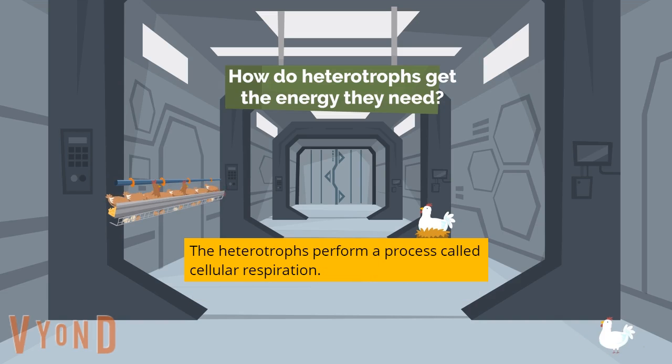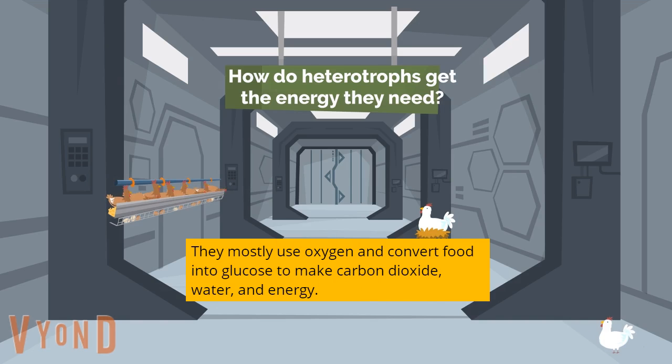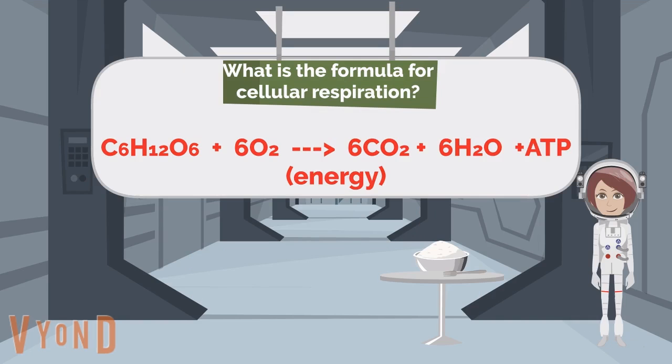Heterotrophs perform a process called cellular respiration. Simply put, they mostly use oxygen and convert food into glucose to make carbon dioxide, water, and energy. This shows the formula for cellular respiration. The reactants are glucose and oxygen. The byproducts are carbon dioxide plus water and energy.